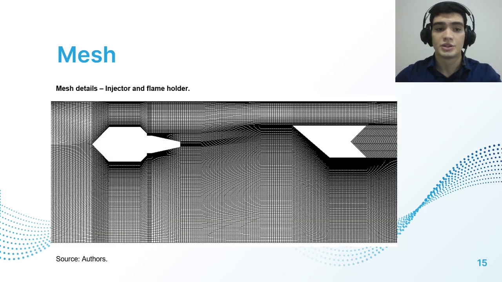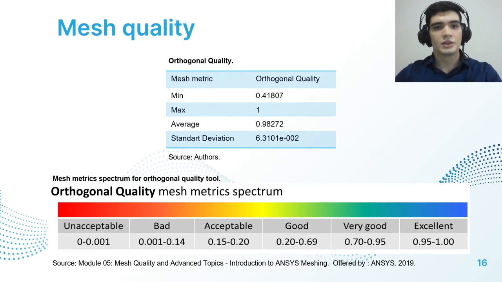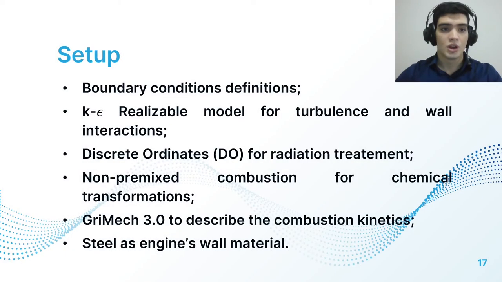Here we have details of the mesh number 3. The mesh quality using the orthogonal quality tool showed an excellent value for the average elements, and the worst element presented a good quality element. On that setup were chosen the boundary condition definitions, the epsilon realizable model for turbulence and wall interactions, the discrete ordinates for radiation treatment, the non-premixed combustion for chemical transformations, the GRI-Mech 3.0 to describe the combustion kinetics, and the steel was configured as the material of the walls.